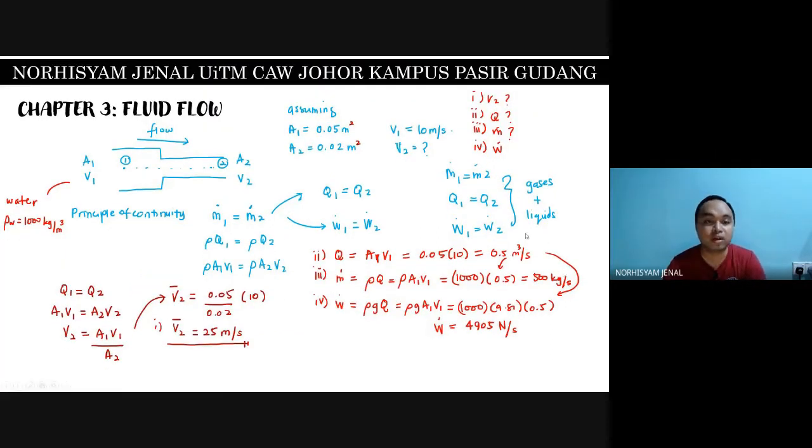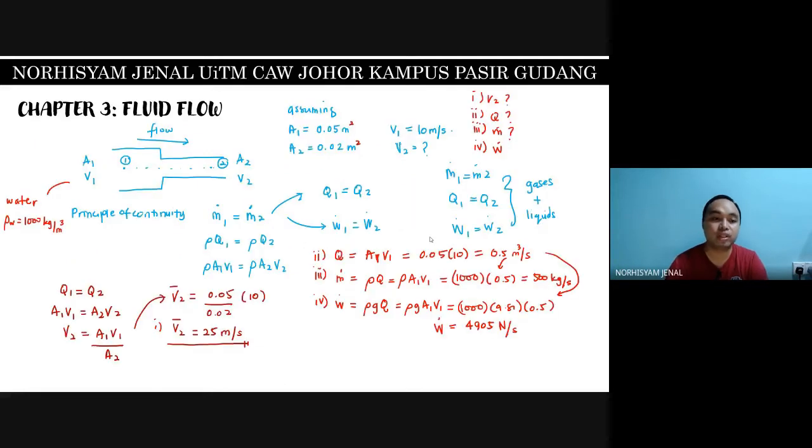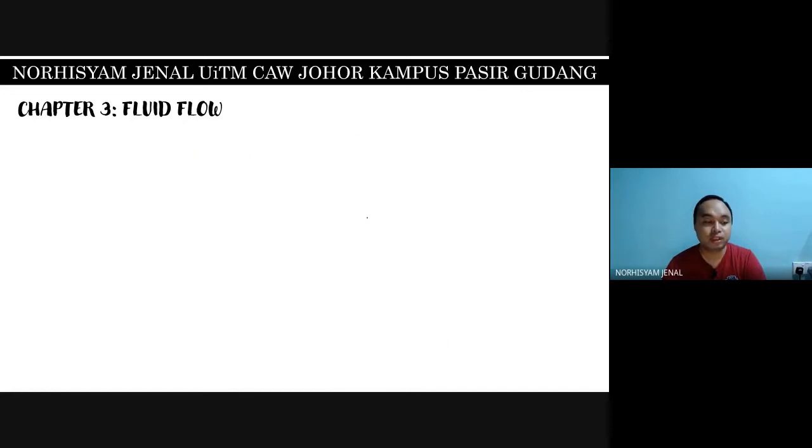So this is the first part of our study. Whatever that we do right now over here is called conservation of mass, and we also call it the continuity equation. This part is called the continuity equation: m dot 1 equals to m dot 2, Q1 equals to Q2, and weight flow rate 1 equals to weight flow rate 2. Right, so we will continue with the next conservation.